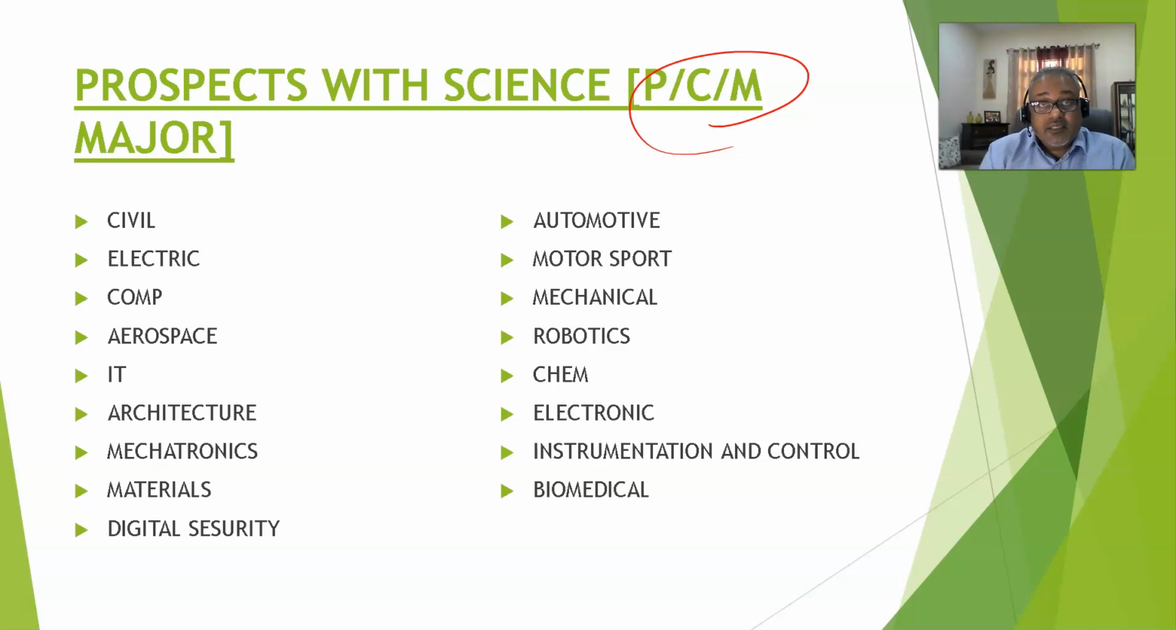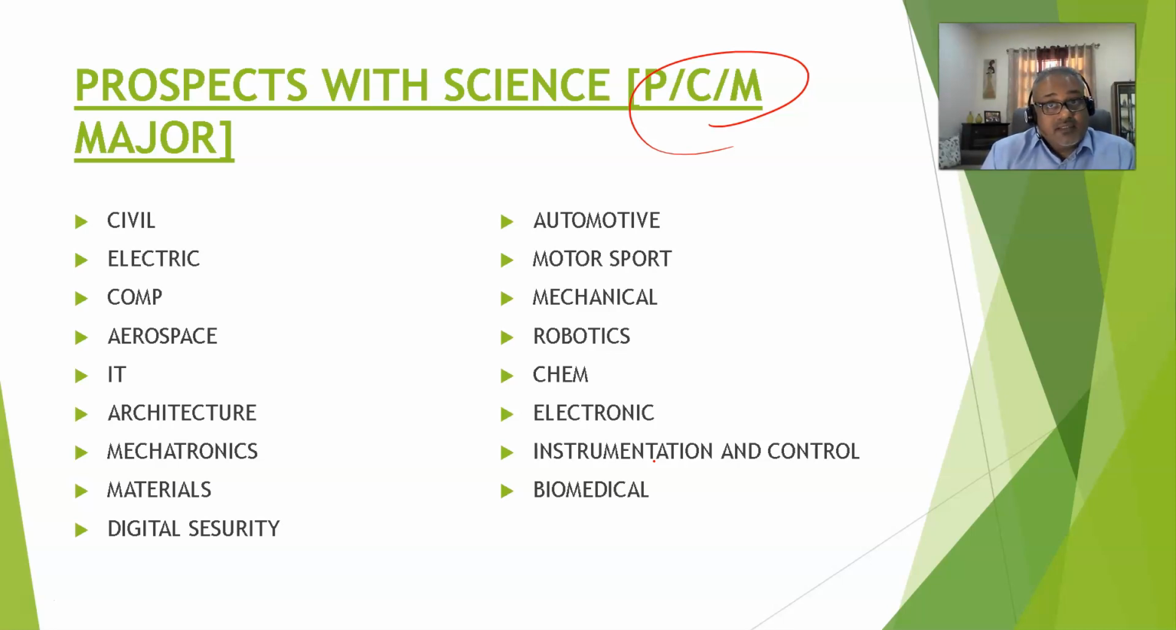But there are so many different kinds of engineering: civil, electrical, computer, aerospace, IT, architecture, mechatronics, which is a combination of mechanical engineering and electronics, materials engineering, digital security, extremely high profile right now, and gaming technology, which is one of the most sought after these days. There are so many. Each of these is a branch of engineering that you can look into. These are all technical courses. They're all professional courses.